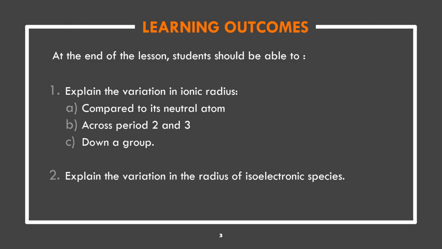In this lesson, we are going to discuss the variation in ionic radius as compared to its neutral atom across period 2 and 3 and also down a group. Later, we will see what is isoelectronic species and how to explain the variation in the radius of isoelectronic species.